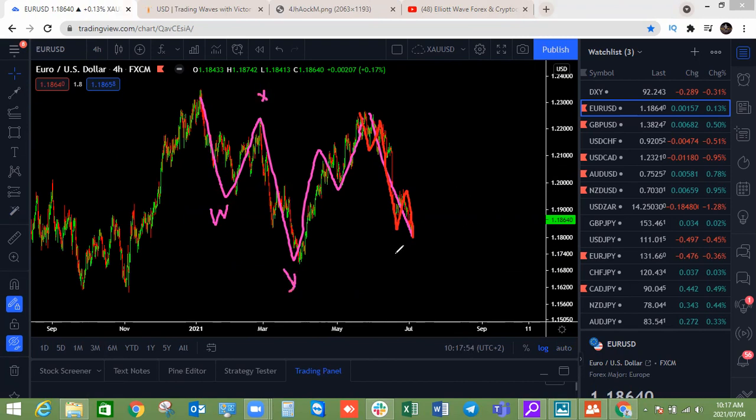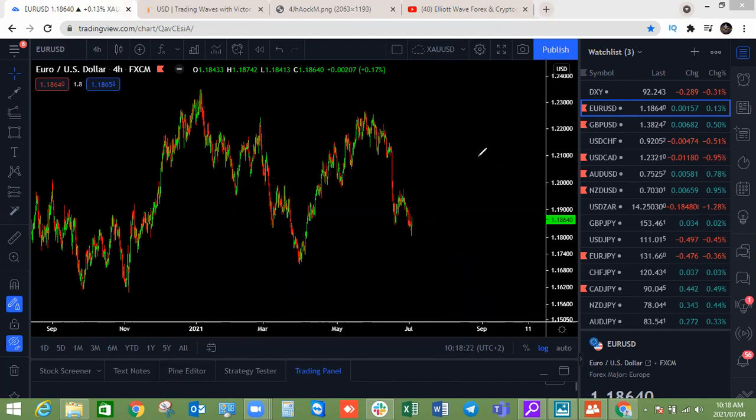This is going to be an A. This is going to be a B. And we're going to get a C. And that C will be the end of the corrective structure. So what do we expect in the next week? In the next week, we're going to be expecting that this corrective structure forms here. So we will expect euro to pull back to about 50% of the initial move before we make a move to the downside. Let's see how that's going to play out. That is what we're looking at on euro US dollar.